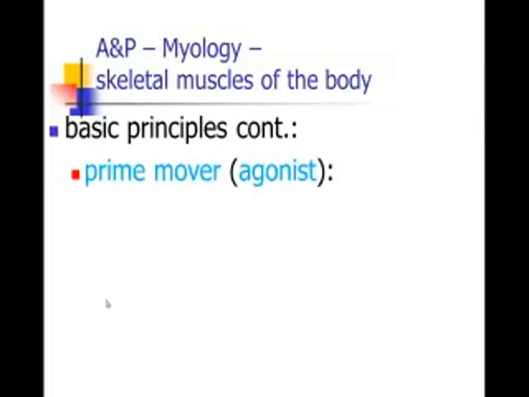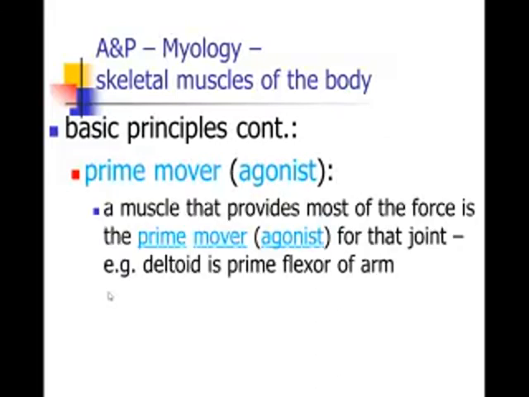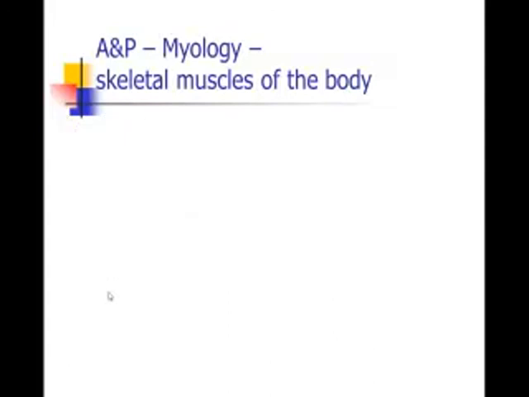Okay, some names for muscles based on what they do. We have prime movers, or agonists. The prime mover is a muscle that is going to provide most of the force for a particular movement of that joint. A good example is the deltoid. The deltoid is a prime flexor of the arm. The iliopsoas is the prime flexor of the thigh. They create most of the power to move that joint.